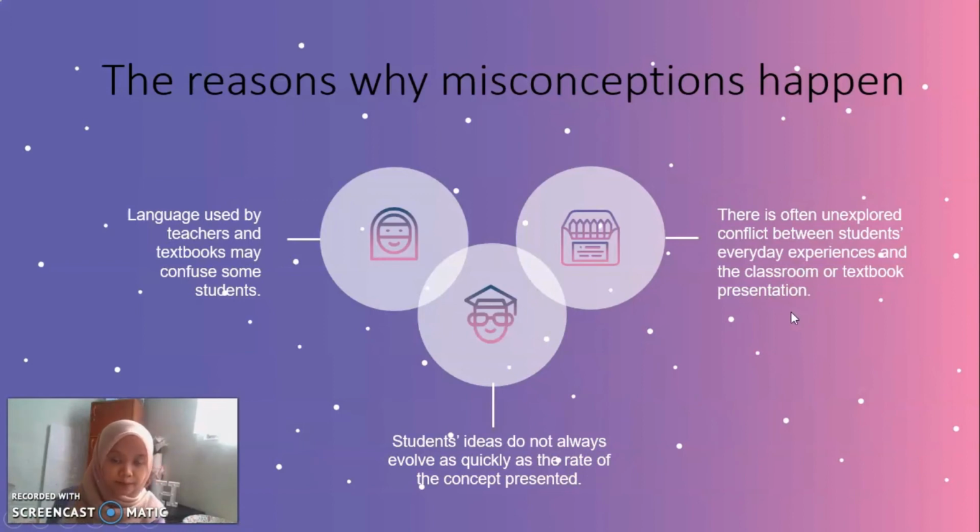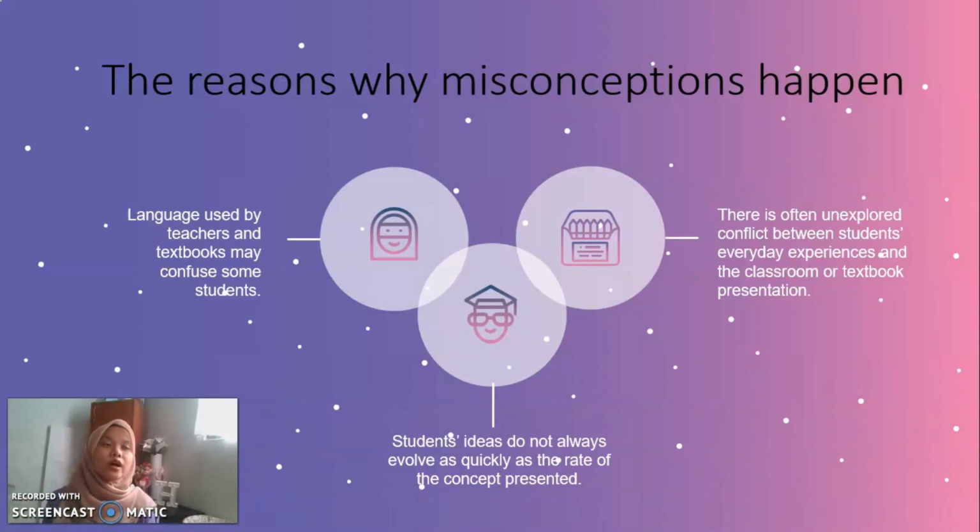For example, if students have to learn about chromosomes, they have never seen a chromosome in their life. They cannot even see it with their naked eyes, so they cannot imagine what a chromosome is like, and on top of that they have to understand the chromosome itself. So it becomes a conflict for the student, and this is why misconception happens.